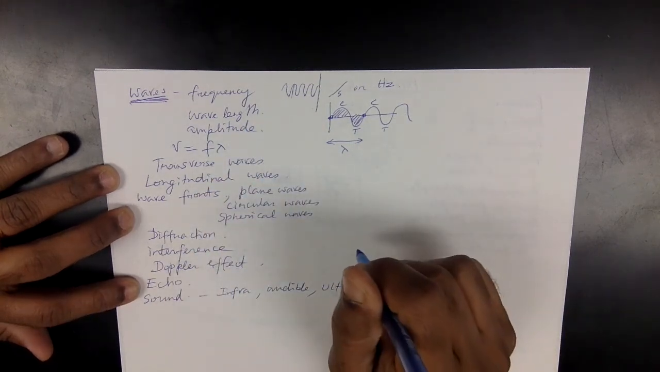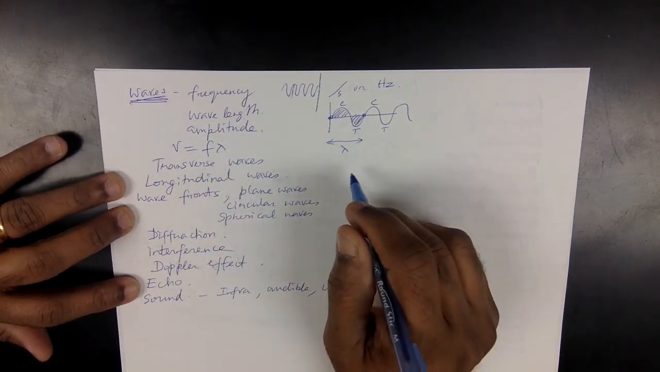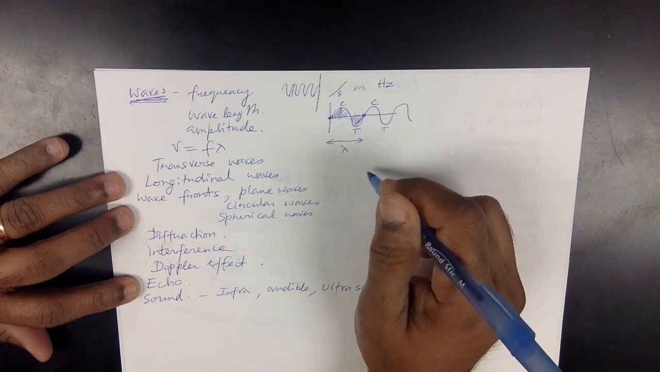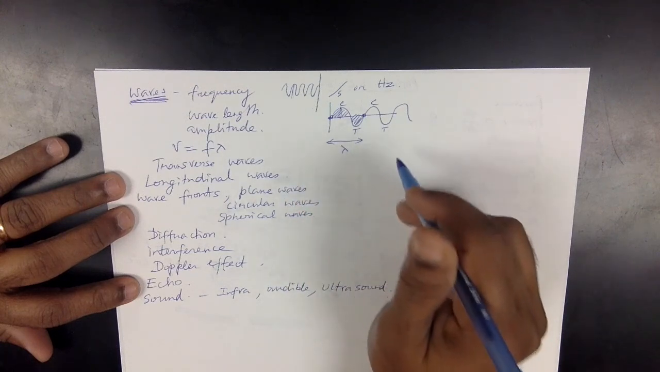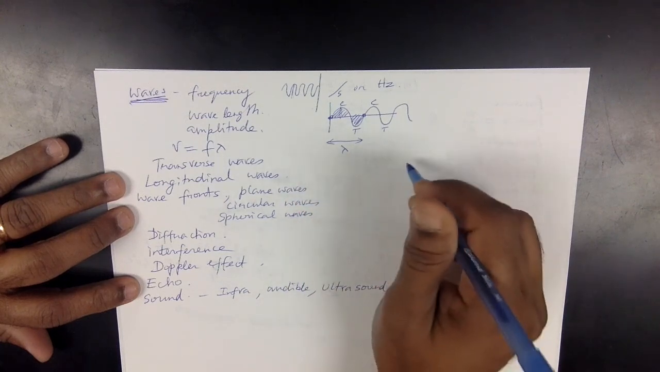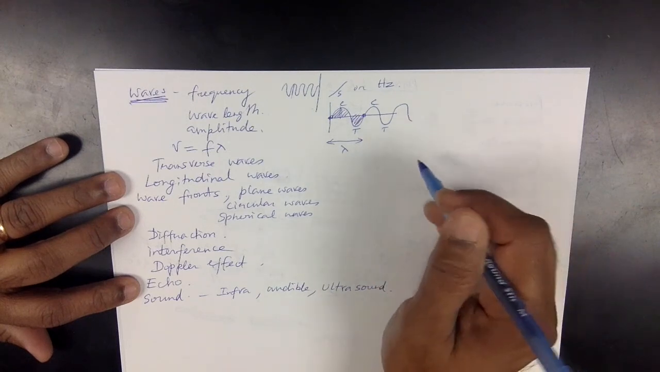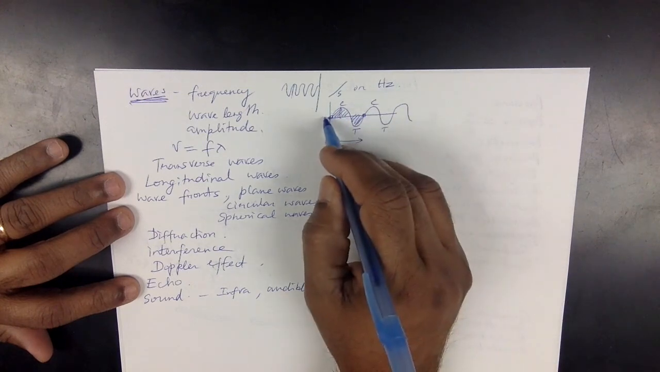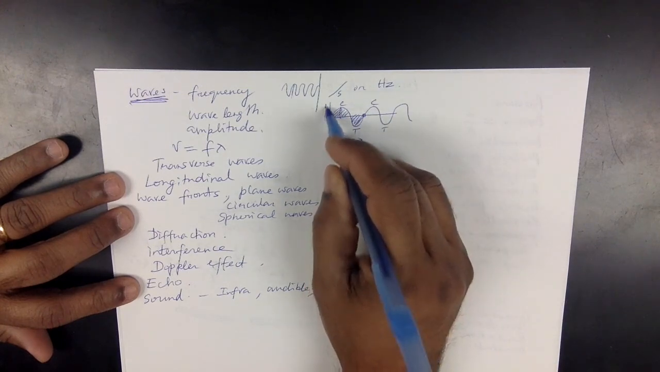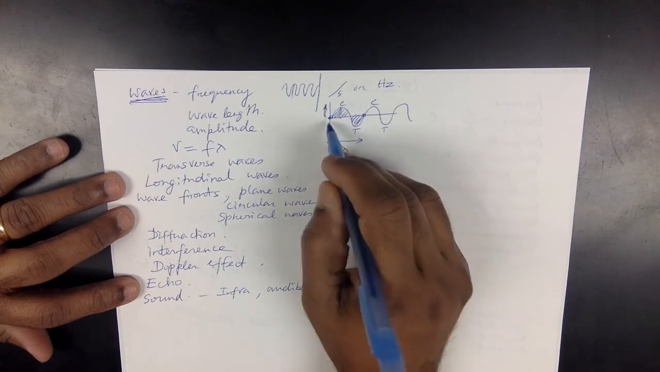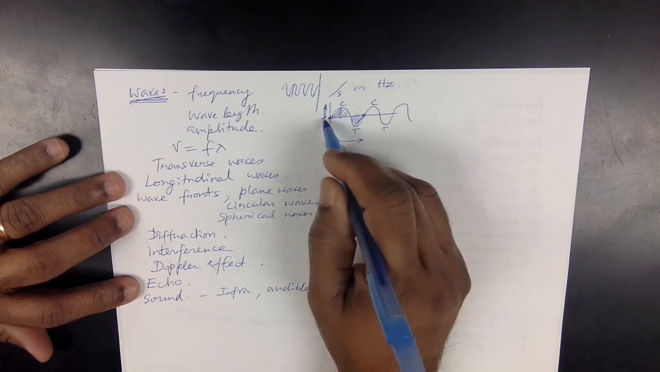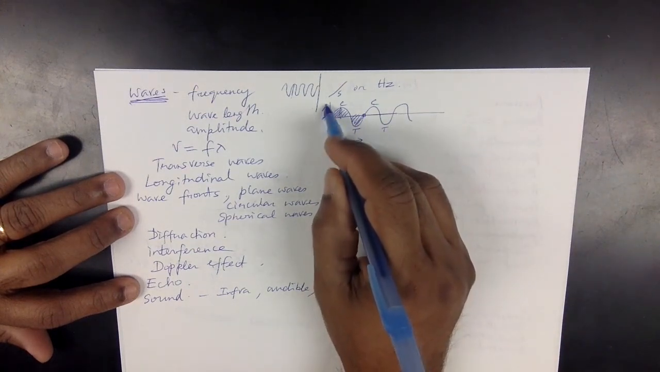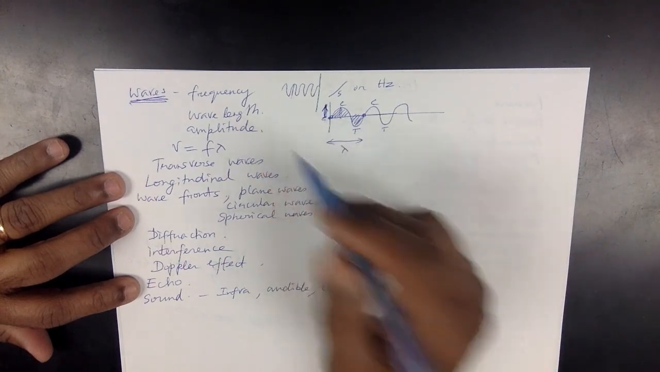Amplitude is the maximum height to which particles are tossed in a wave. So when a wave passes through a medium, particles are tossed. When the particles are tossed, they vibrate up and down. So how far up do they go? That is the maximum displacement of the particles from the mean position. This is the mean position. So the maximum displacement of the particles from the mean position is what we call amplitude.